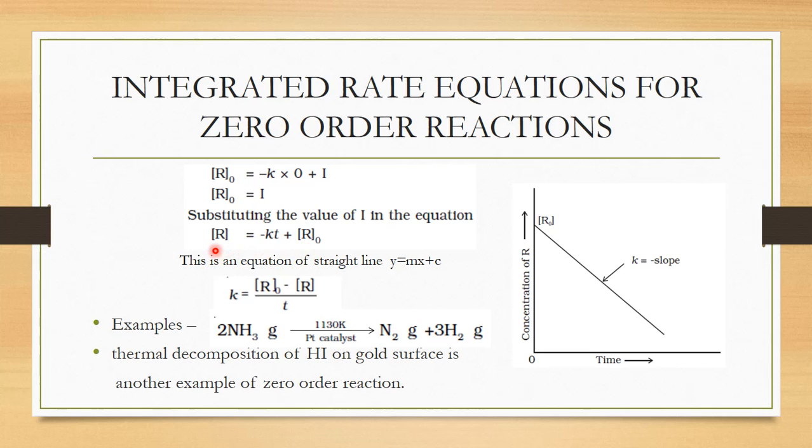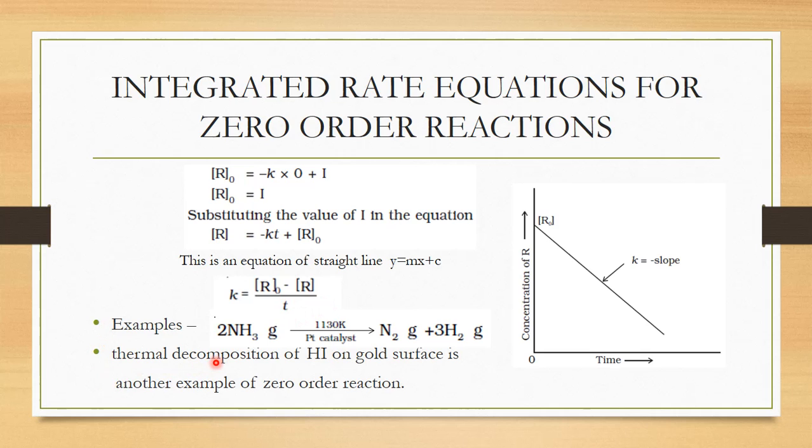Now, you can see that this is an equation of a straight line, y is equal to mx plus c. If we plot a graph taking [R] on the y-axis and t on the x-axis, then we will get a straight line where the slope of the line will be equal to minus k and the intercept will be equal to [R]0. From the same formula, k can be calculated as [R]0 minus [R] upon t.